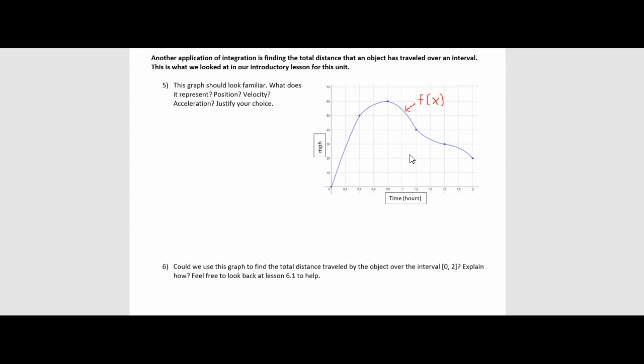First, take a look at this graph and think about what this graph represents. Does it represent the position function, the velocity, and the acceleration? It doesn't tell you directly, but it does tell you indirectly through the units that are given on both axes. Based on our units, our x is time, our y is miles per hour. So this is going to be a velocity graph.